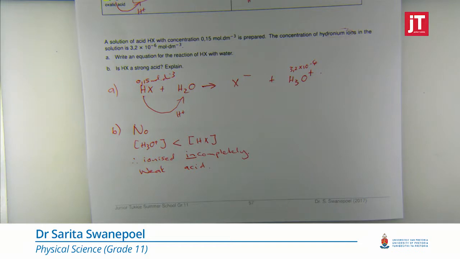It's easy to learn the definition, to know a strong acid ionized completely, a weak acid ionized incompletely. It's when you start applying it, right? When they give me numbers and they ask me to understand, then it's a little bit more difficult. This one fine with you? Let's move on.